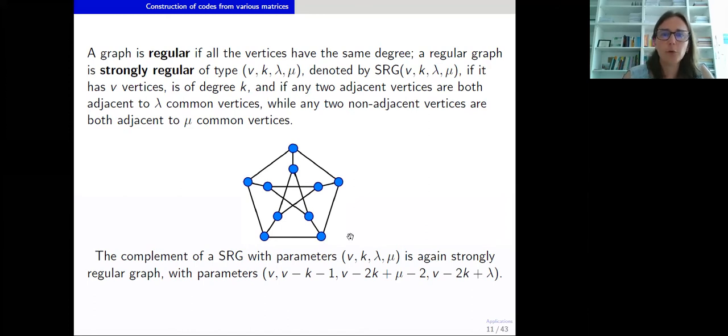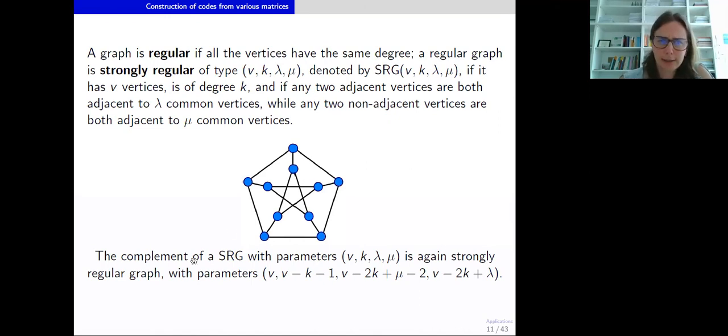I will just remind you of a strongly regular graph. We introduced strongly regular graphs in the earlier part of the lecture, but just to remind you, it is an incidence structure having v vertices. All the vertices have the same degree. It is a regular graph, and has the property that any two adjacent vertices are adjacent to lambda common vertices, and any two non-adjacent vertices are both adjacent to mu common vertices.